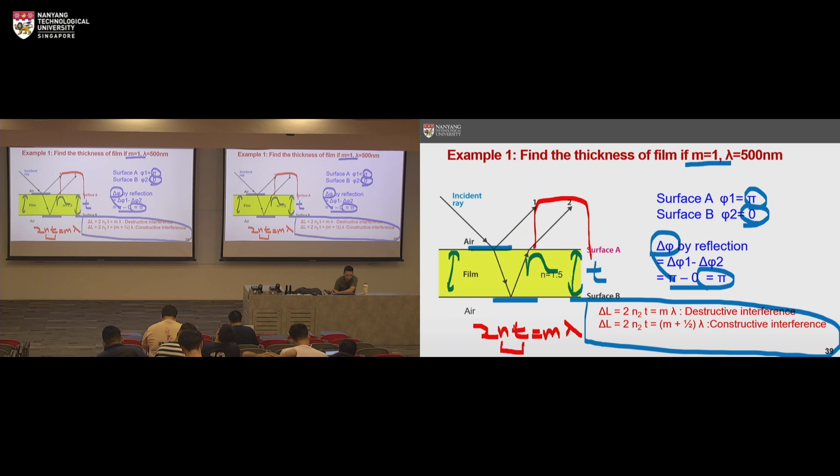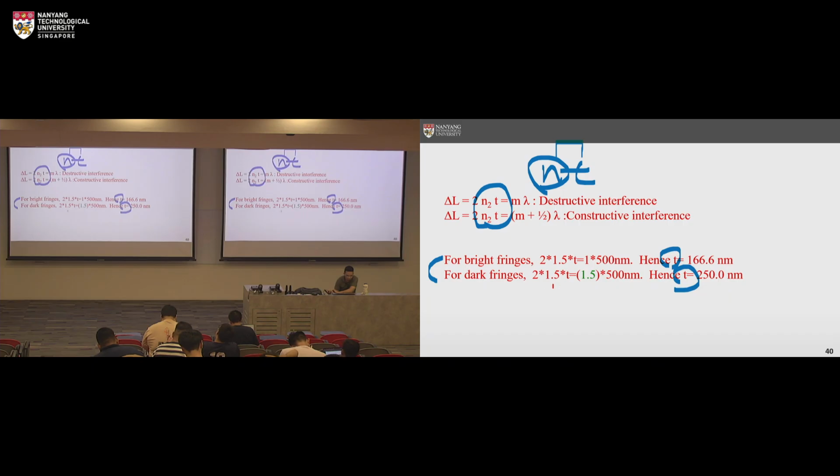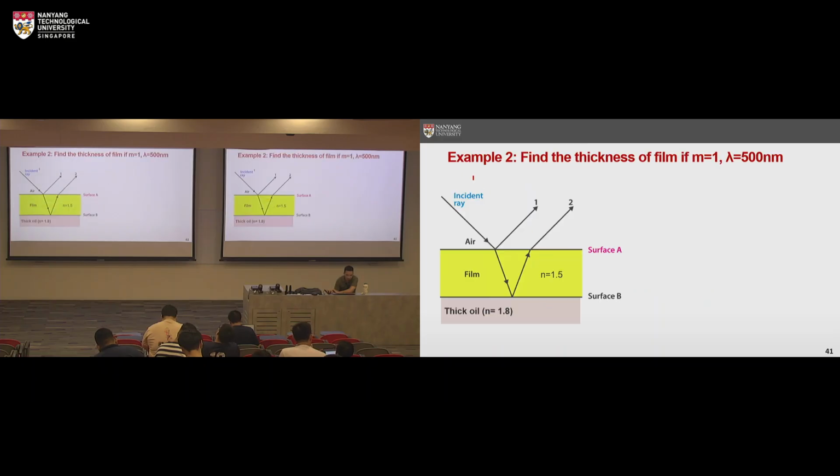The n is the refractive index of the t. Okay, so here, t is the thin film, so this is the refractive index of the thin film. Okay, question number 2. Again, find the thickness for the first order if the light is operating at 500 nanometer.